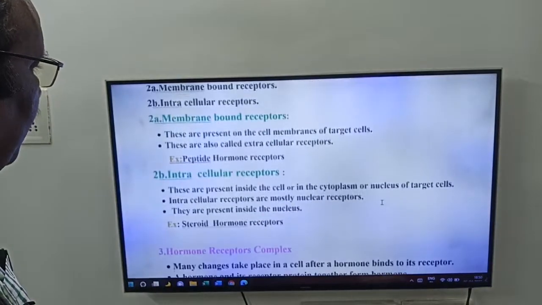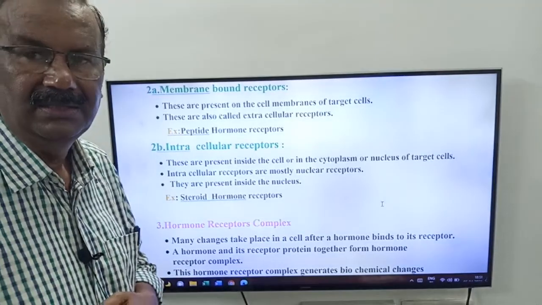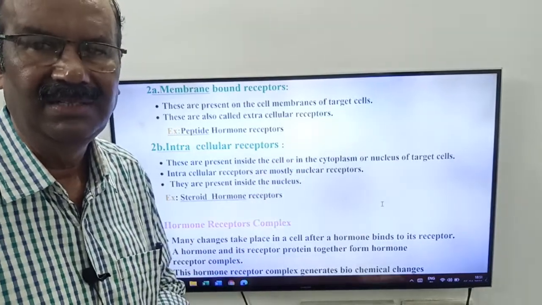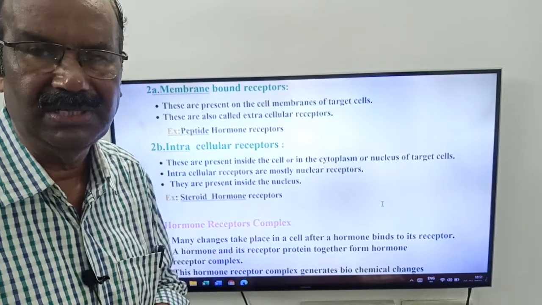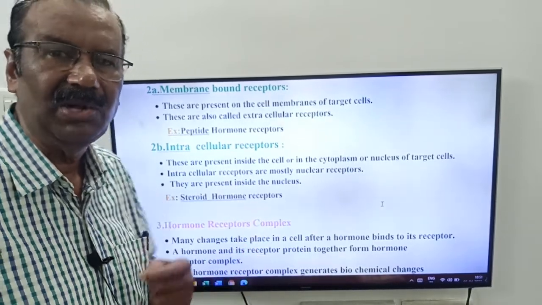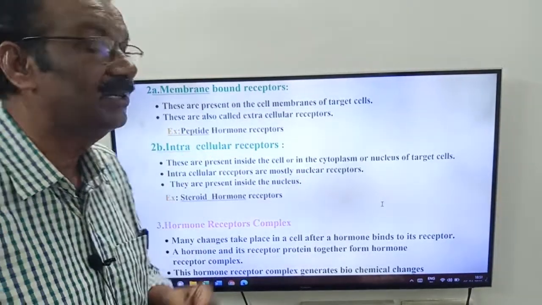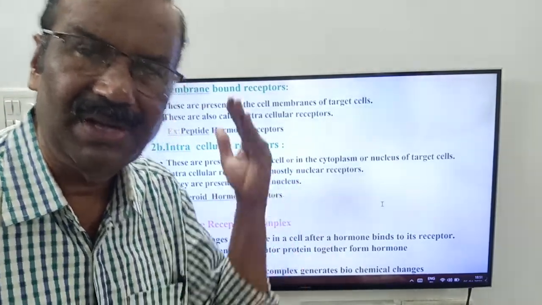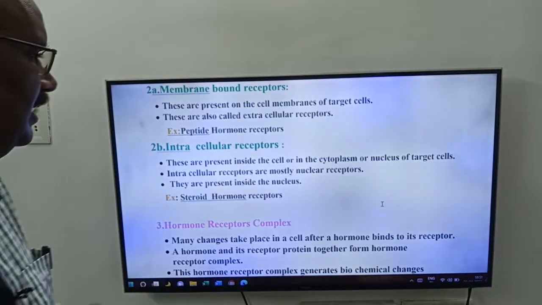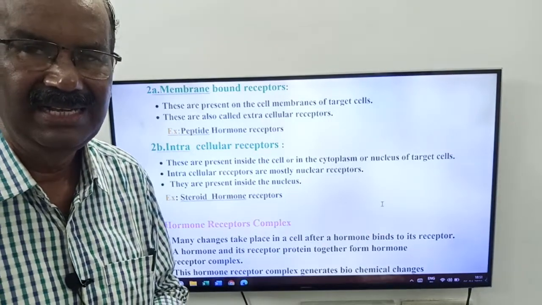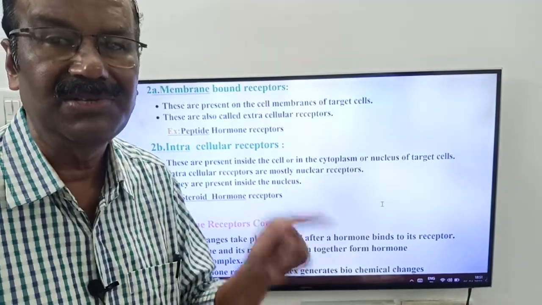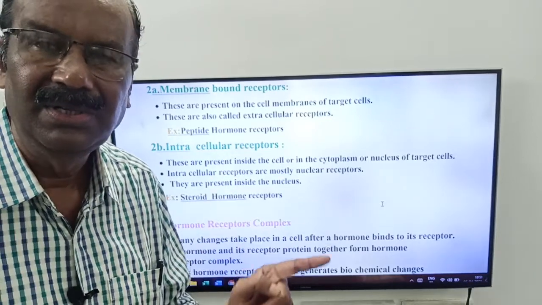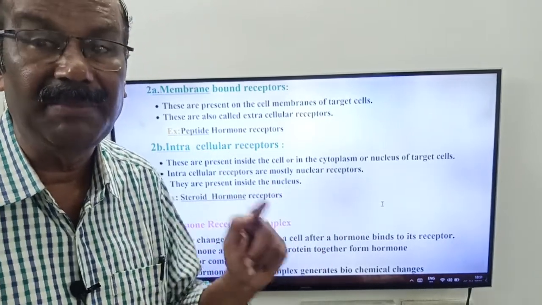Now come to them one by one. Now you take membrane bound receptors. These membrane bound receptors are present on the cell membrane or plasma membrane of the target cell. They are also called extracellular receptors, friends. For example, receptors of the peptide hormones are extracellular receptors or membrane bound receptors. So whenever you are writing about the action of peptide hormones, you have to know they have extracellular receptors or membrane bound receptors.